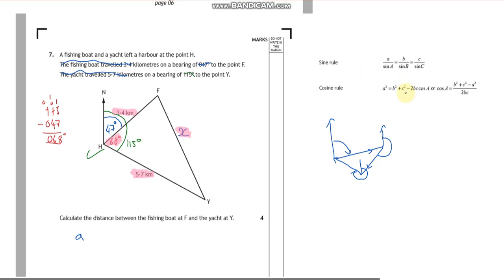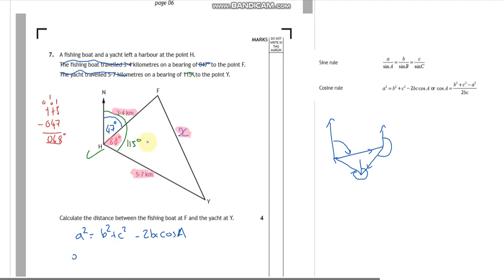So you're going to say that a squared is equal to b squared plus c squared, take away 2bc cos a. And all you need to know about these letters is that this has to be opposite this. When you're using this rule, if you're finding this length, which is your a, this is the angle opposite. That's the a in there. This could be b or c, it doesn't really matter, just be consistent. But the a's are opposite each other.